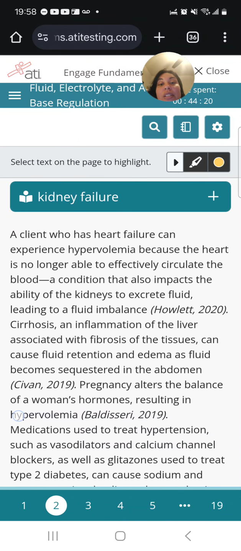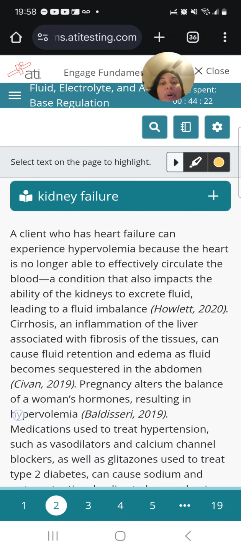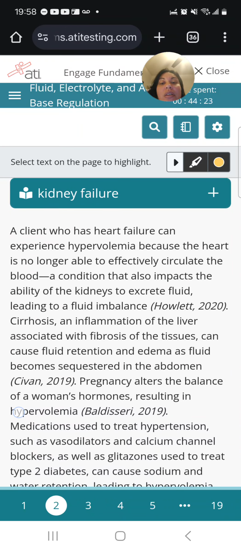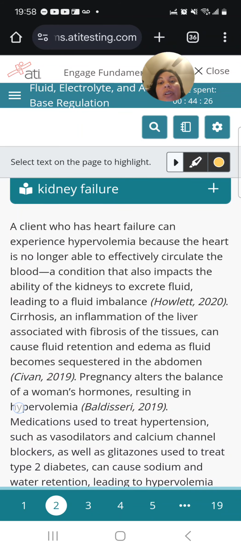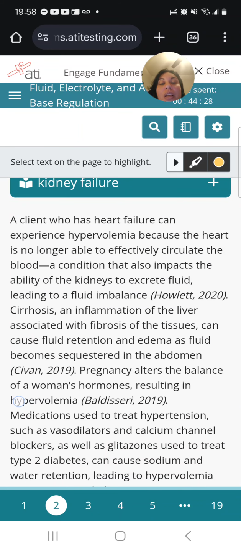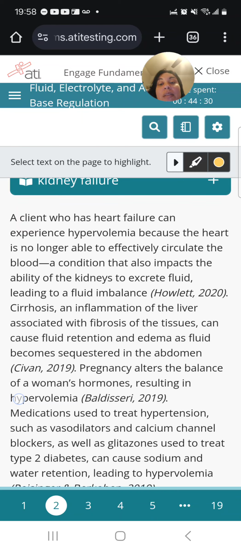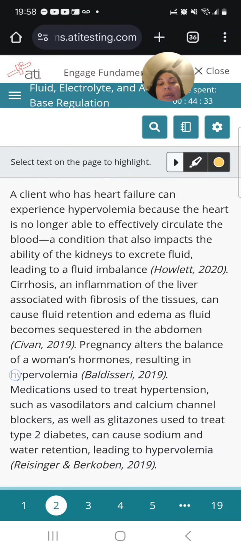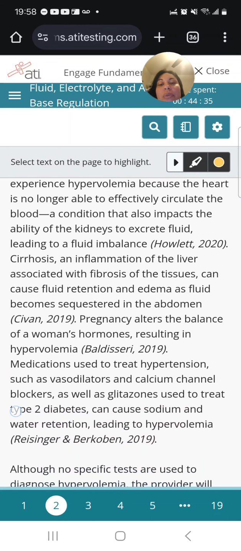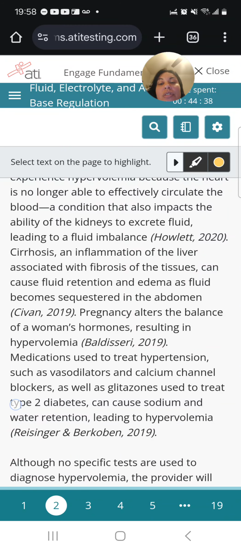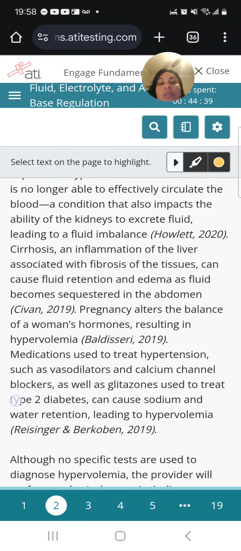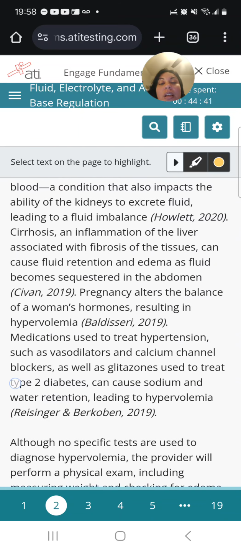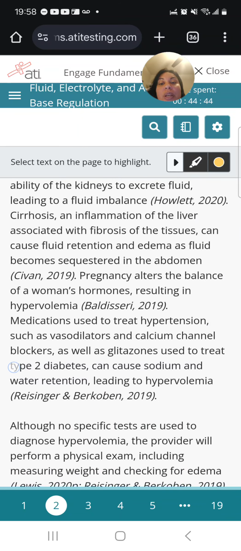Okay, so a client who has heart failure can experience hypervolemia because the heart is no longer able to effectively circulate the blood, a condition that also impacts the ability of the kidneys to excrete fluid, leading to a fluid imbalance. Cirrhosis, inflammation of the liver associated with fibrosis of the tissues, can cause fluid retention and edema as fluid becomes sequestered in the abdomen.